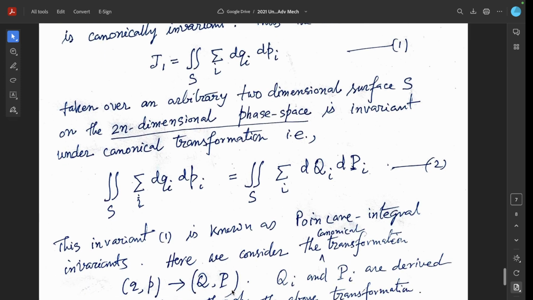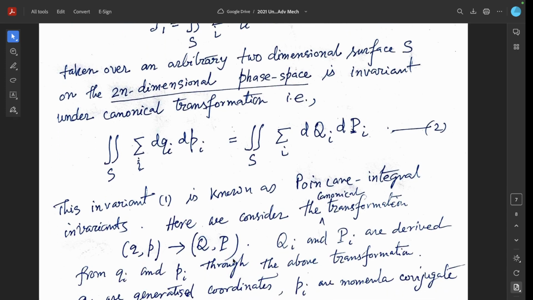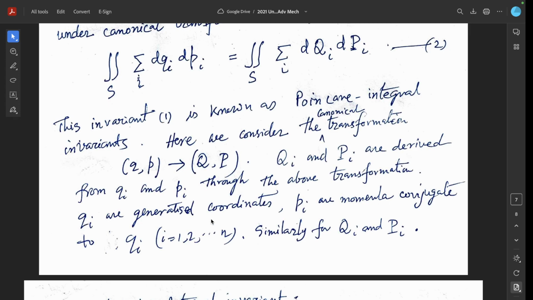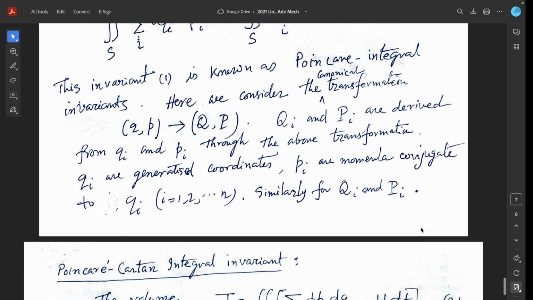Here we consider the canonical transformation from small q, p to capital Q, P, where capital Qᵢ and capital Pᵢ are derived from small qᵢ, small pᵢ. This is the transformation from the old canonical variables to the new canonical variables. The small qᵢ are the generalized coordinates, and small pᵢ are the momenta conjugate to qᵢ. Similarly for capital Qᵢ and capital Pᵢ.